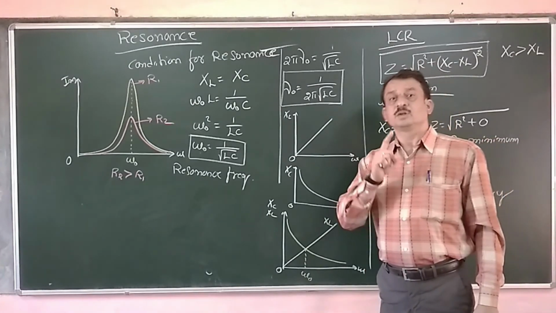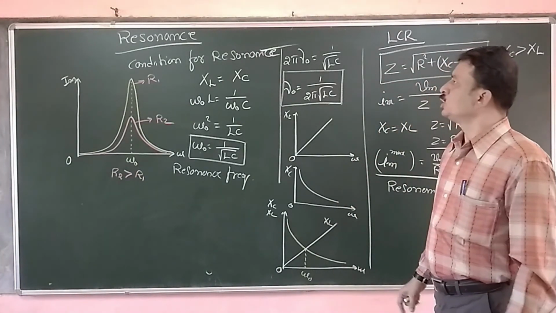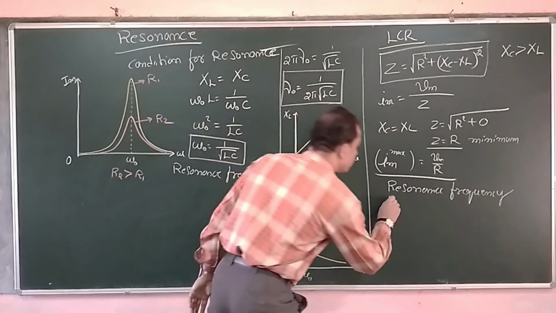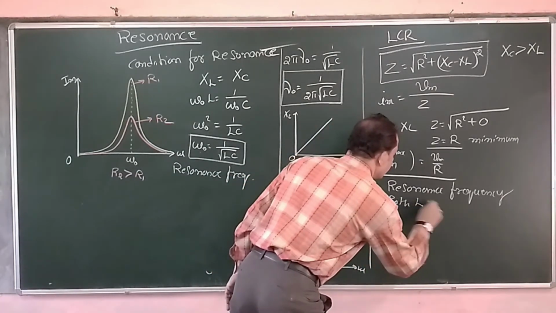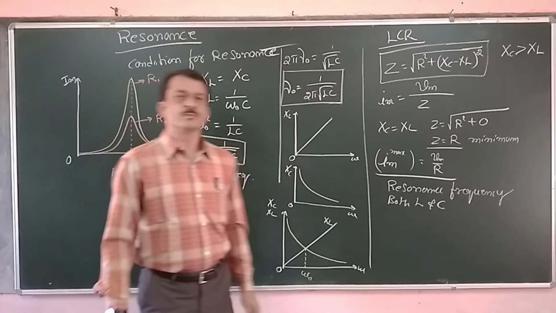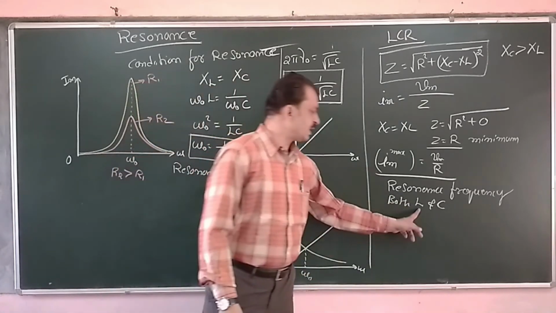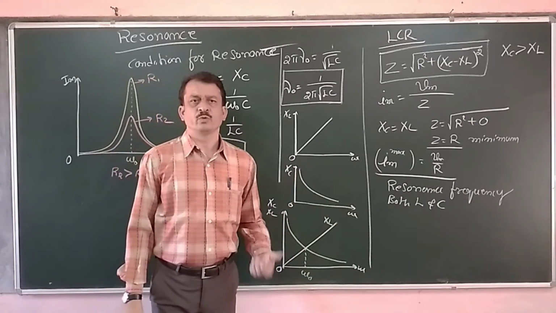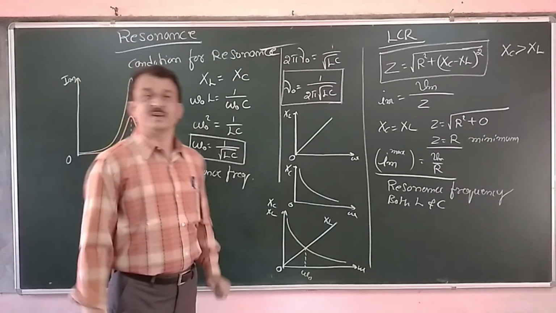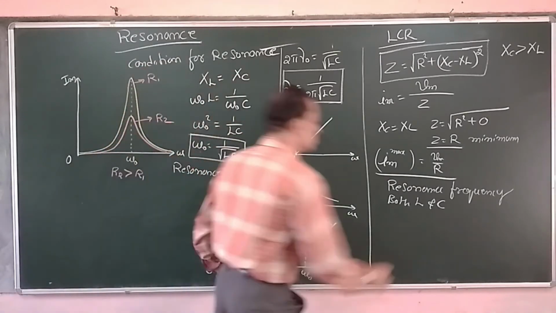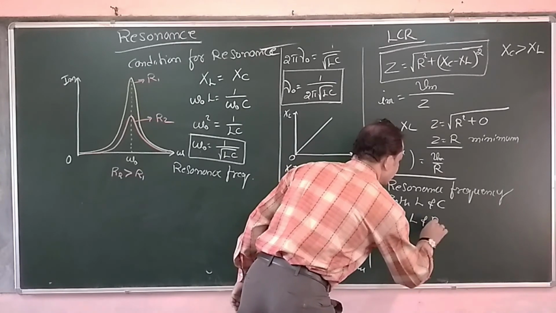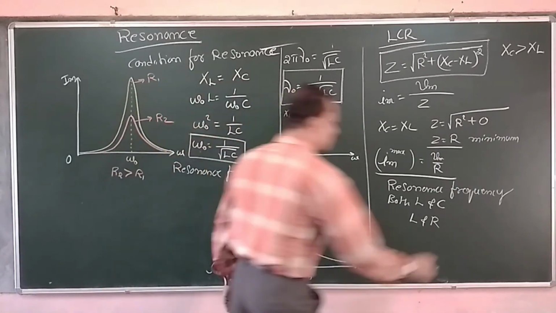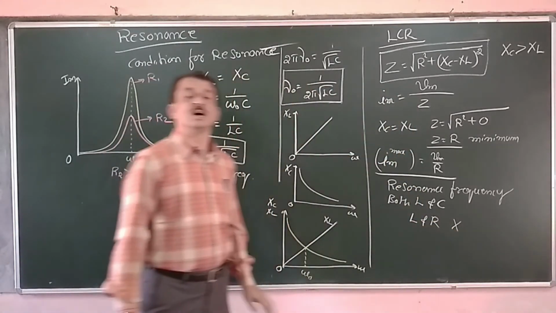One important thing you should remember: while getting this resonance phenomenon, we require both L and C components. If a circuit contains both the inductor as well as the capacitor components, then in that circuit we can observe this resonance phenomenon. If any circuit has an inductor and resistor, can you observe the resonance phenomenon? No, we cannot observe this resonance phenomenon.